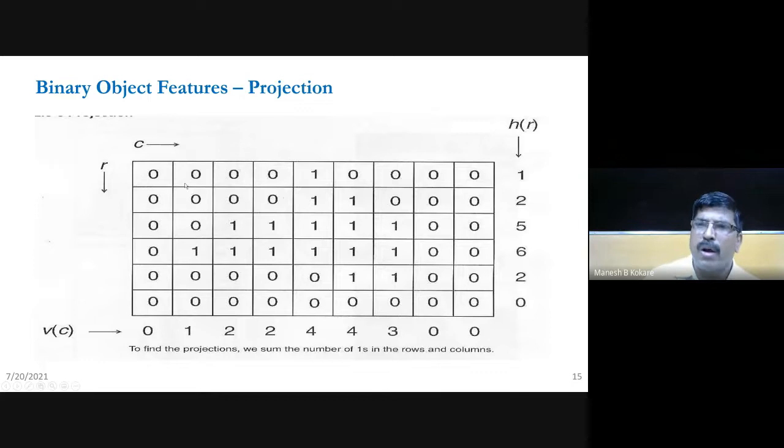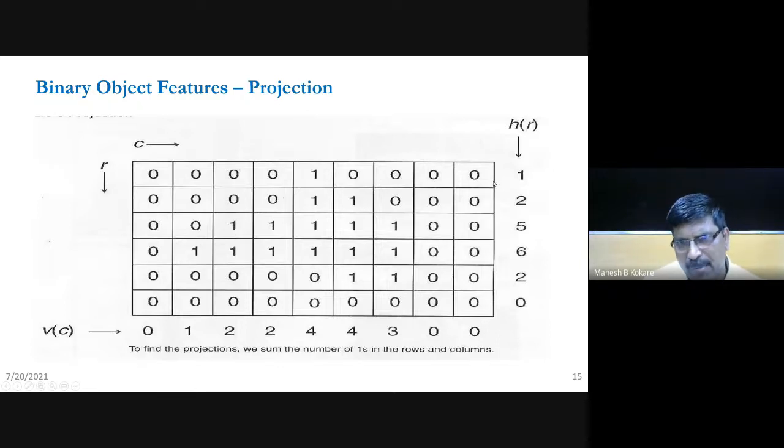Similarly, for horizontal projection, you are making the summation in the horizontal direction. So see how many ones are there in the horizontal first row. Only 1. For the second row, 1 plus 1, that is equal to 2. For the third row, 1 plus 1 plus 1 plus 1 plus 1, that is 5. Right? For the fourth row, it will be 6. For the fifth row, it will be 2, 1 plus 1. And then for this one it will be equal to 0. Right? So this is the horizontal projection.